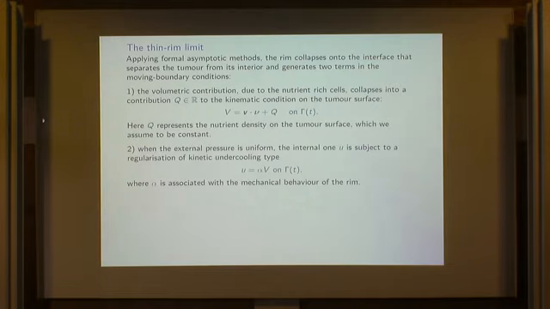Then the second law associated with the normal velocity of gamma is this kinetic undercooling type mathematical law. So when the external pressure outside of the tumour is uniform, then the internal one, and remember U denotes the pressure, is subjected to this regularization. So we have that U is equal to alpha times V on gamma t, and if we combine these two things and recall that v is equal to minus grad U, then we indeed get this Robin boundary condition. So this is where the model comes from.